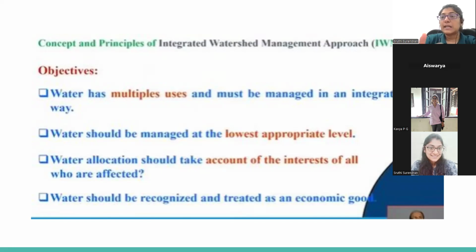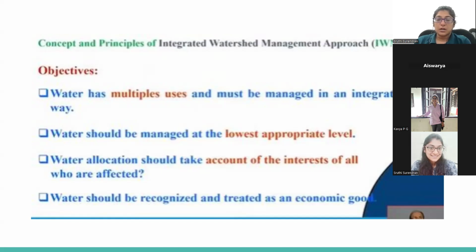So this approach is called the integrated watershed management approach, which is taking into consideration several factors and not just the water element alone. So water should be managed at the lowest appropriate level. That is, every sector that is utilizing water has to be taken into consideration. What is the smallest use of water? What is the basic community that makes use of water? Every stratum of the society as well as every particular usage of water has to be taken into consideration.